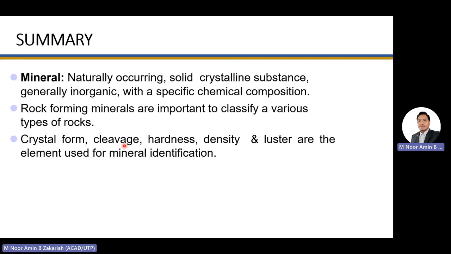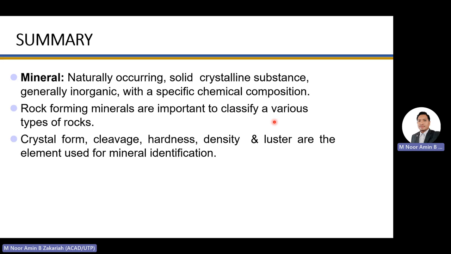And so, all in all, minerals are naturally occurring solid crystalline substances that have specific chemical compositions. They are generally inorganic, meaning that they are not made by living things. Rock forming minerals are important for classifying different types of rocks. They are the minerals that make up the majority of rock. Crystal form, cleavage, hardness, density, and luster are the five common physical properties used to identify rocks.